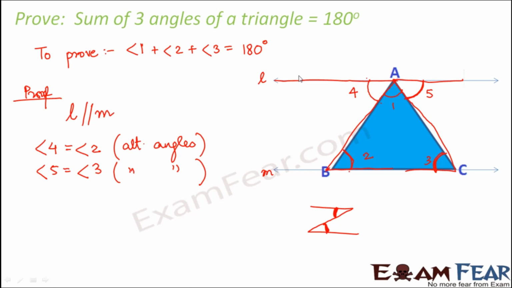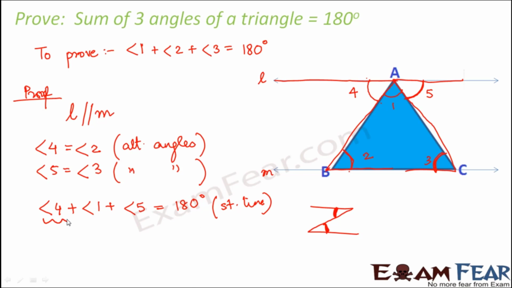all of these together form a straight line. That is, all of these together make 180 degrees. So we can say angle 4 plus angle 1 plus angle 5 is equal to 180 degrees. Why? Because they form a straight line, and straight line means straight angle, which is 180 degrees.